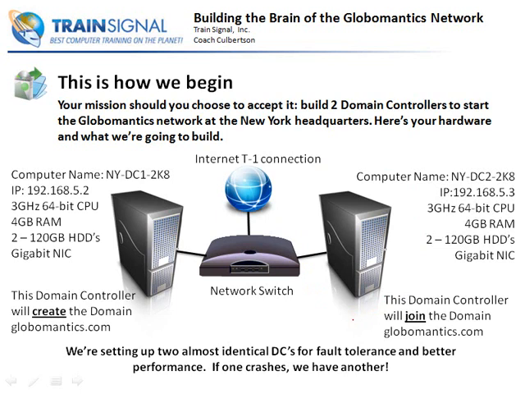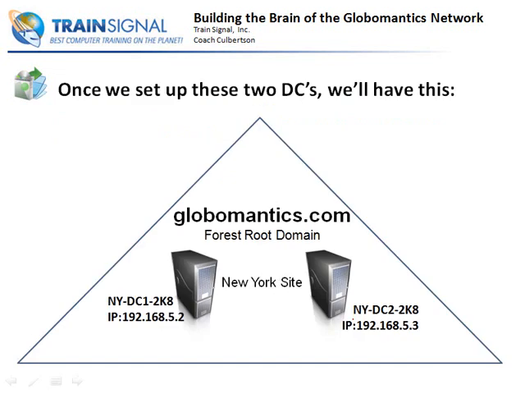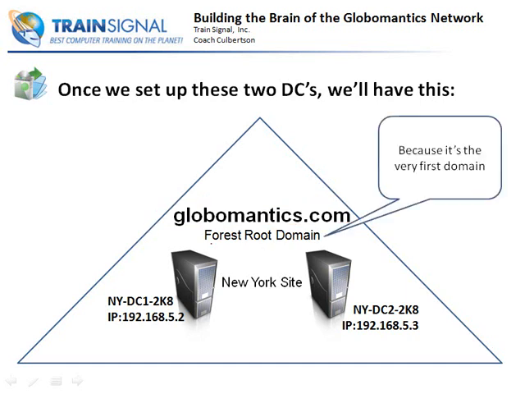All right, so this is what we're building. This is what your hardware looks like. So let's talk about what we're going to end up with. Once we've set up these two domain controllers, we're going to have this. We're going to have that top part of our globalmatics.com domain. Now remember that this is a forest root domain because it's the very first domain that we're creating inside of our premises. So again, don't be confused by these big fancy words. Forest root domain just means it's the very first domain in our whole dog and pony show here. So we're going to have two domain controllers, NYDC1, we're going to have NYDC2. They're going to be both part of globalmatics.com.